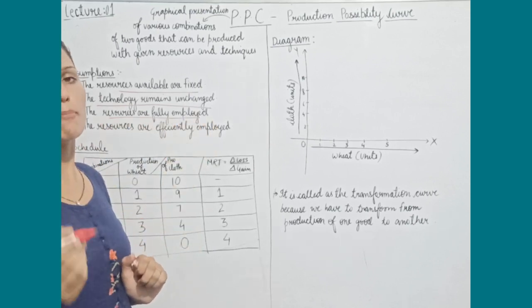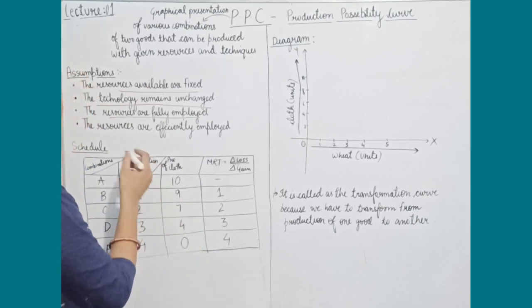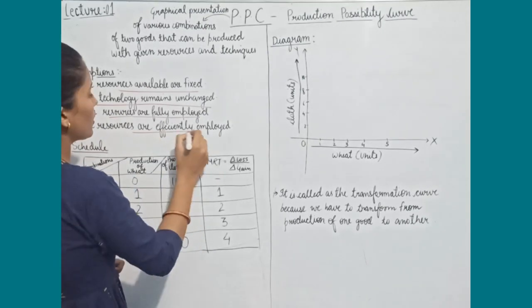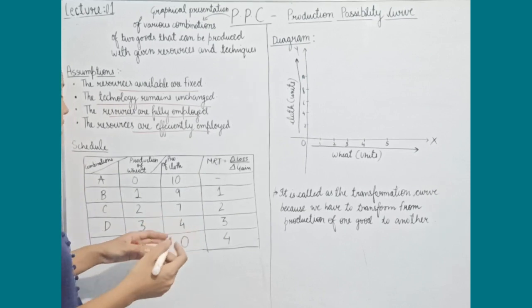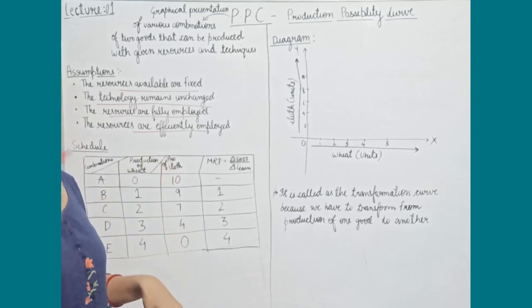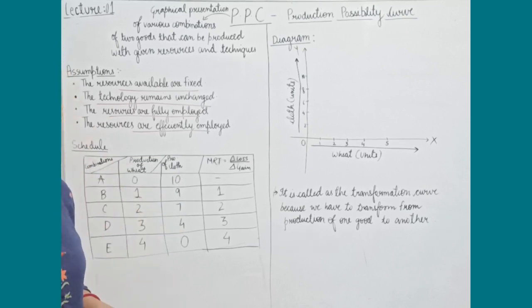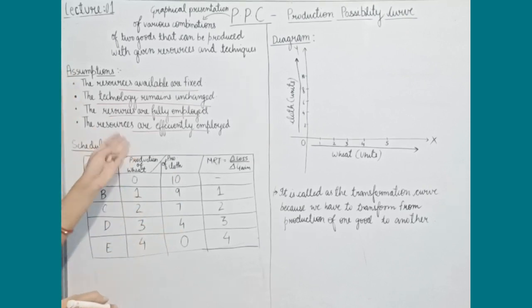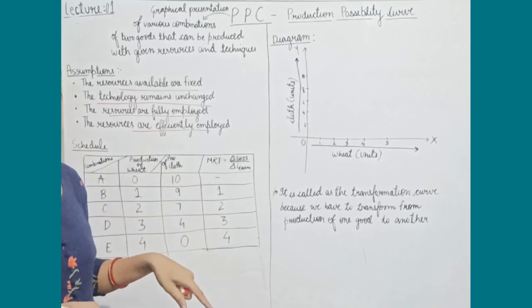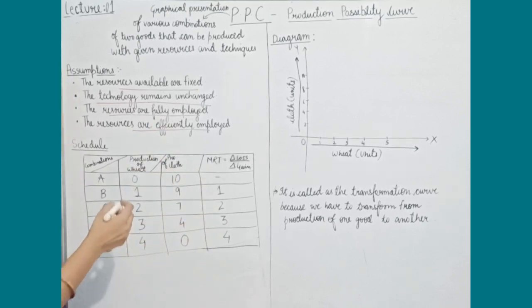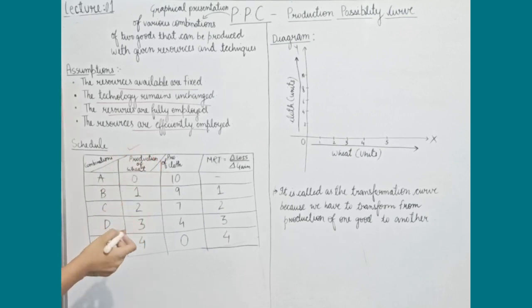It means there is full employment in an economy. Next, the resources are efficiently employed, meaning properly employed. It means if we want to increase the production of another good, we have to reduce the production of the first good. Clear? So this will make the resources be used efficiently. Clear? Now this table shows the various combinations.